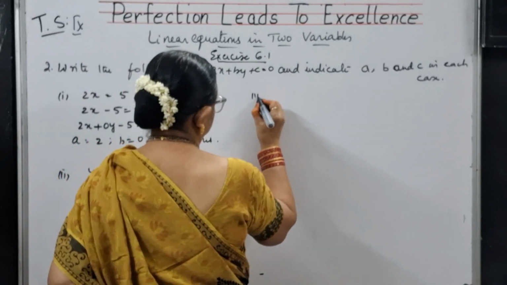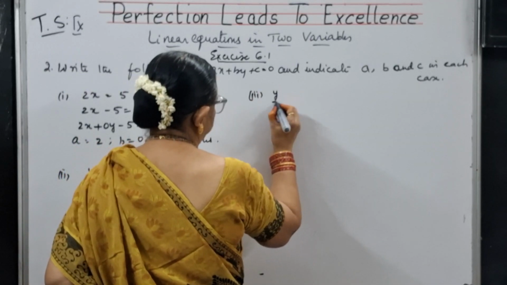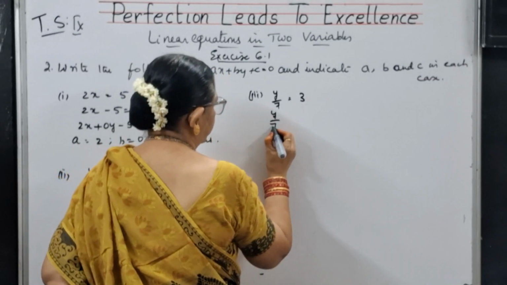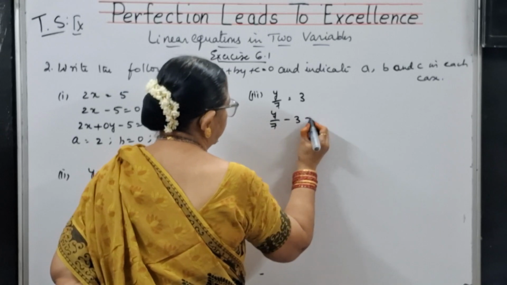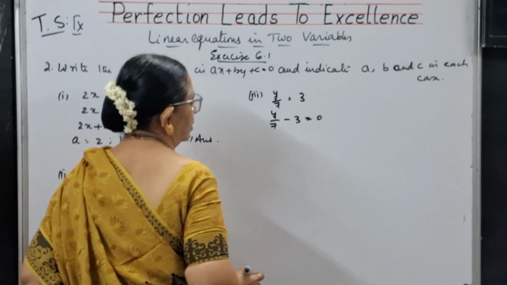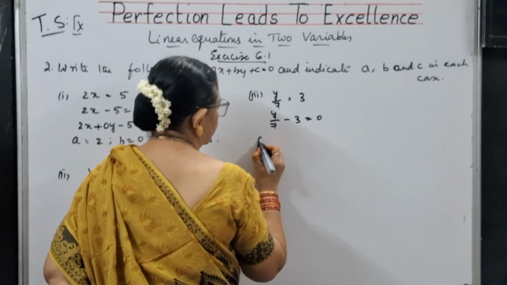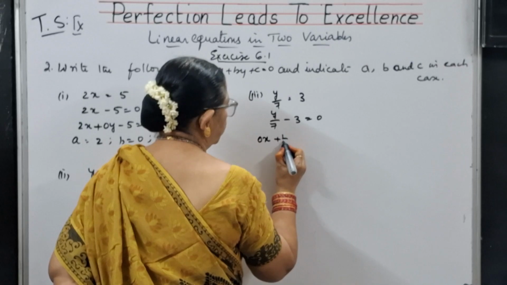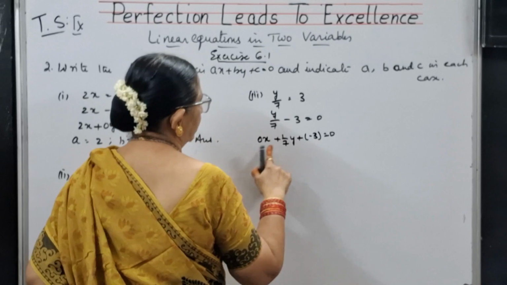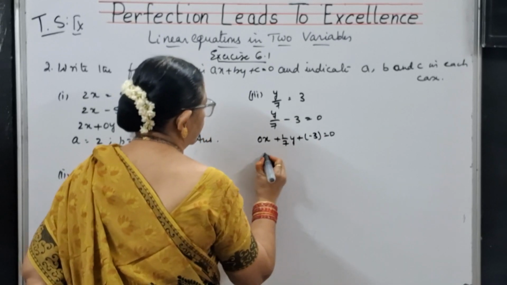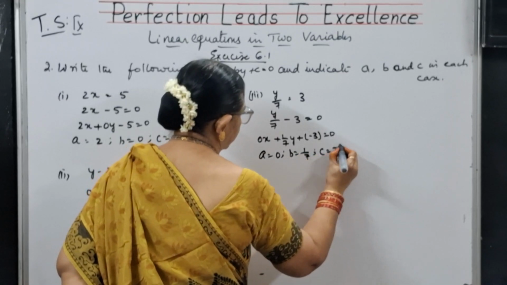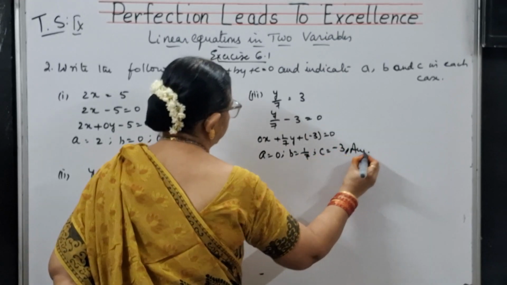Now third bit, y by 7 is equal to 3. So here also, we'll write it first, y by 7 minus 3 is equal to 0. There is no x value. So x you take 0x plus 1 by 7y plus of minus 3 is equal to 0. You have written ax plus by plus c is equal to 0. So a is equal to 0, b is equal to 1 by 7, c is equal to minus 3 are the answers for this problem.